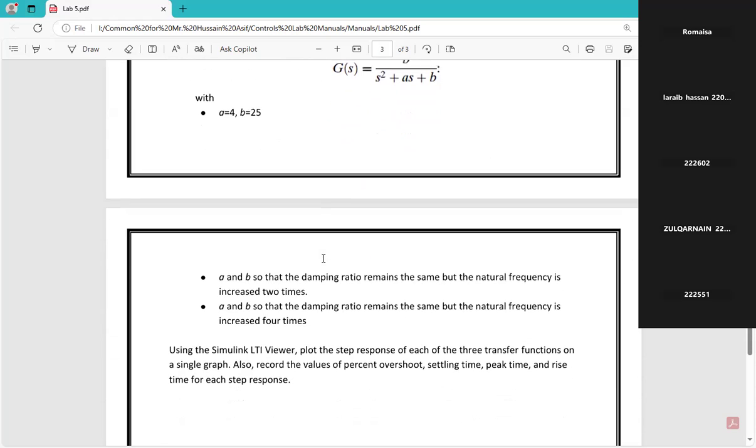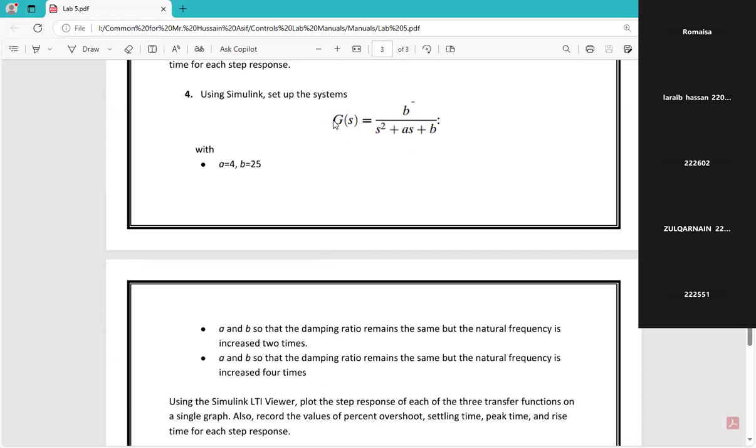Okay, so the last task that we have to do over here is that he says keep the b s square plus as plus b same, 25 over s square plus 4s plus 25. Now he says that we have to maintain a transfer function such that, in part number 2, a and b should be altered such that the damping ratio remains the same, but the natural frequency is increased 2 times, and a and b are selected so that the damping ratio remains the same, but natural frequency is increased 4 times. So what is this damping ratio over here, and what is this natural frequency over here?